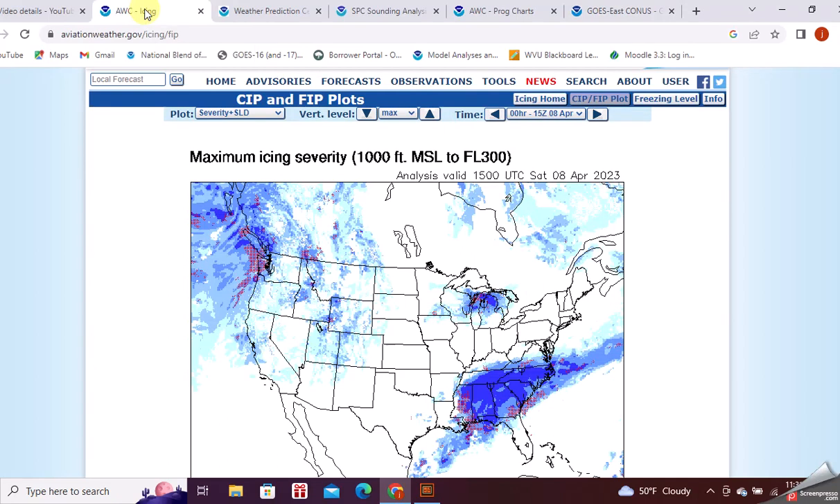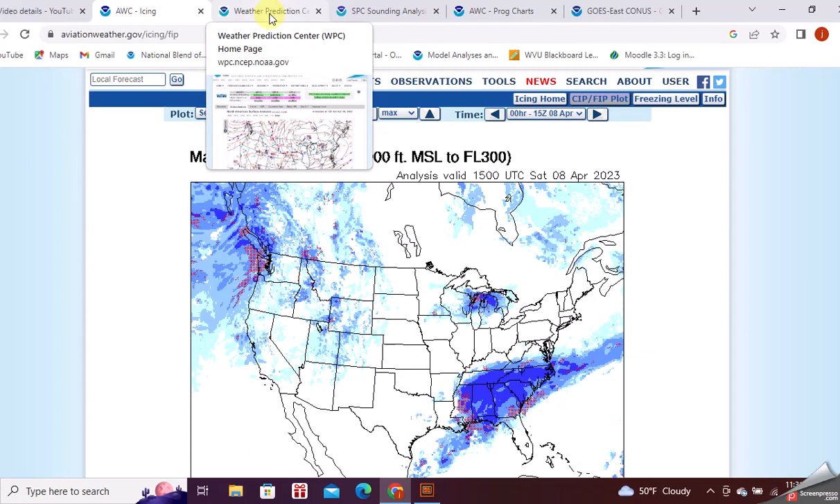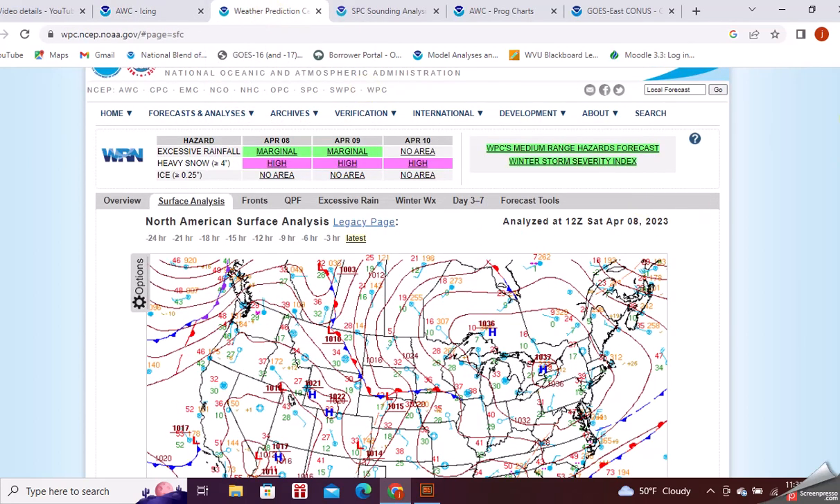So here is an icing map from the Air Weather Center out in Kansas City. They have a lot of cool stuff, and this is just analysis right now. Notice if you're in the southeast, there's a lot of icing going on. So if you were to look at a weather map, how does this relate to what you typically see in looking at weather maps?